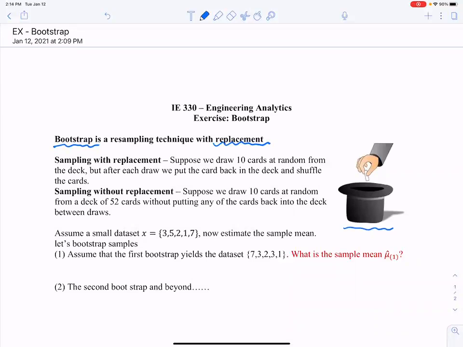So assume a small data set. This is 3, 5, 2, 1, 7. Now estimate the sample mean using the bootstrap samples. If we have this data set, we know the sample mean. The sample mean will be 3 plus 5 plus 2 plus 1 plus 7 divided by 5, because you have 5 numbers. This actually equals 3.6.